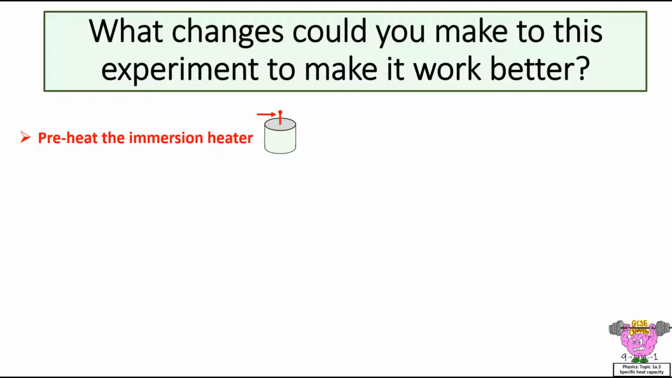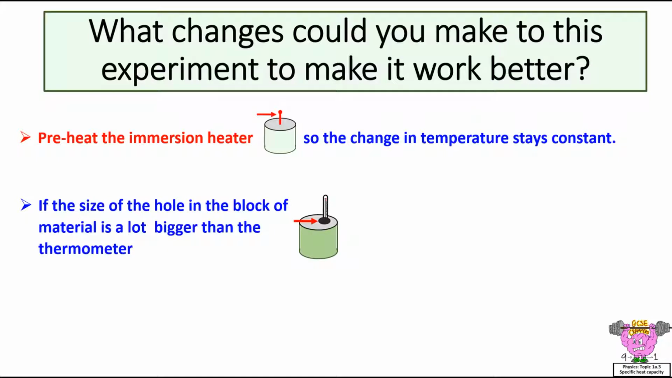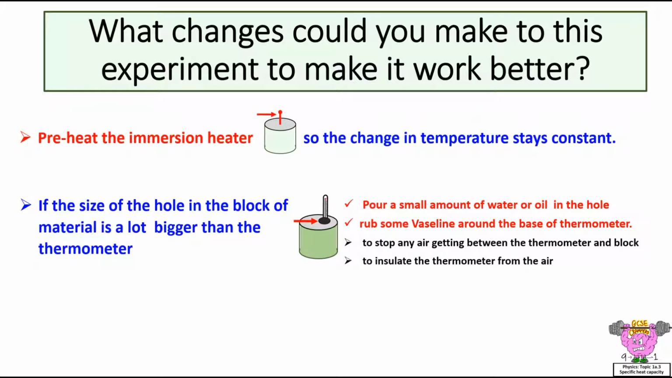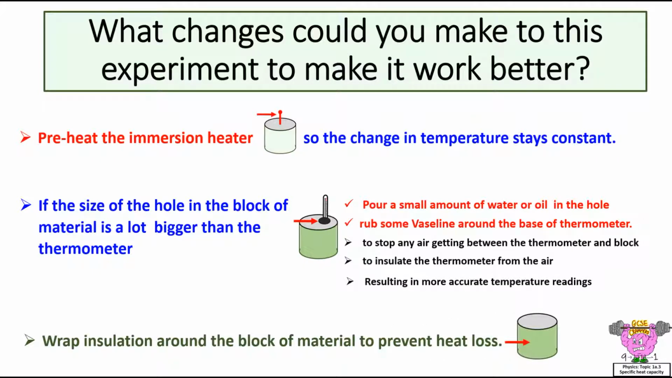Preheat the immersion heater so the change in temperature stays constant. If the size of the hole in the block of material is a lot bigger than the thermometer, pour a small amount of water or oil into the hole. Rub some Vaseline around the base of the thermometer to stop any air getting between the thermometer and the block and to insulate the thermometer from the air, resulting in more accurate temperature readings. Wrap insulation around the block of material to prevent heat loss.